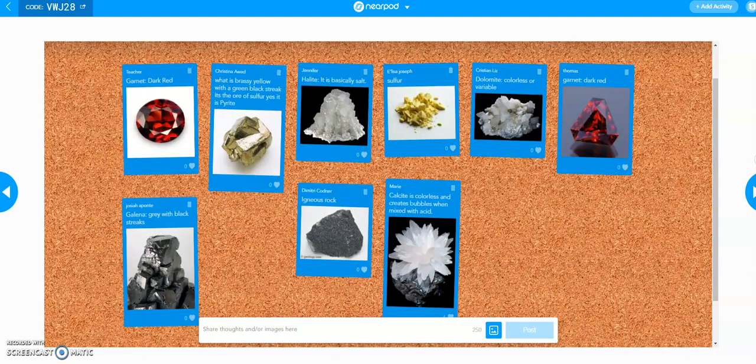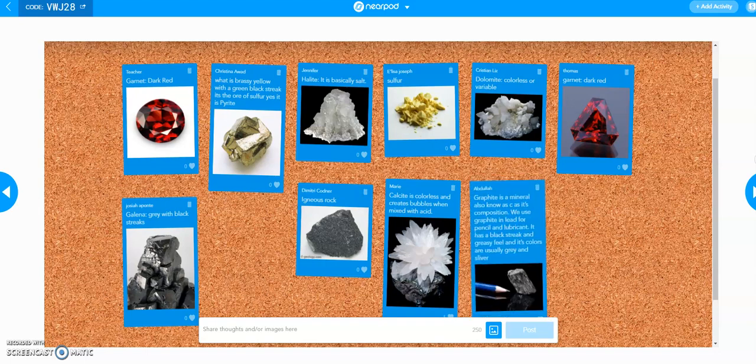Okay, so Josiah said Galena, gray with black streaks in it. It's definitely metallic looking. Abdullah said graphite. Yep, found in the middle of pencils. We're going to be talking about that today. Again, garnet from Thomas. Dolomite.